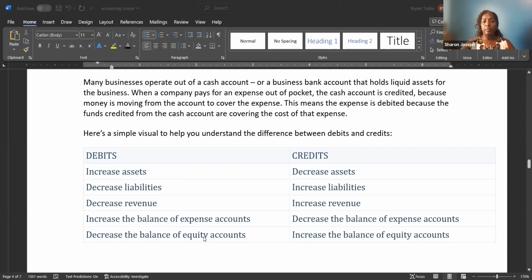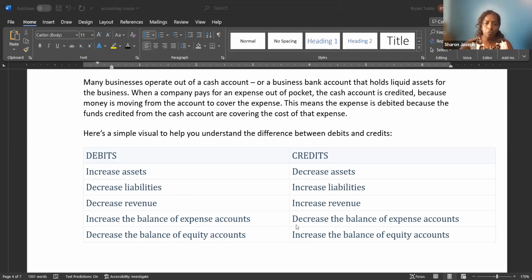Bouncing back to the balance sheet, equity accounts have a natural credit balance. If we go back to the accounting equation, we said assets equals liabilities plus equity. So if a liability has a credit balance, then equity has a credit balance. Therefore, to decrease an equity, we would debit it, and to increase an equity, we credit it.